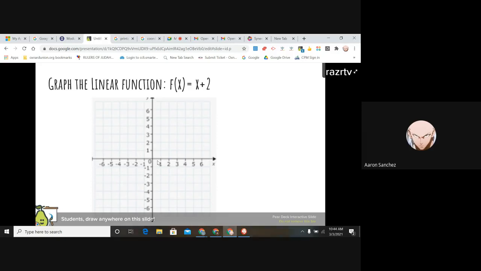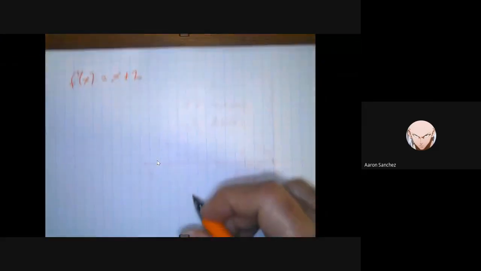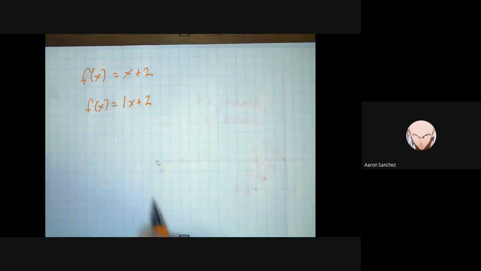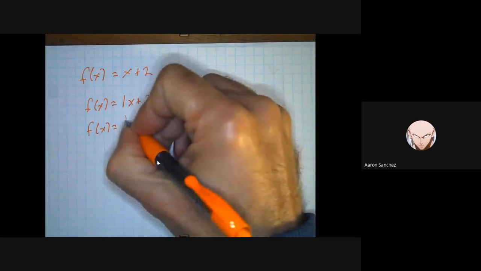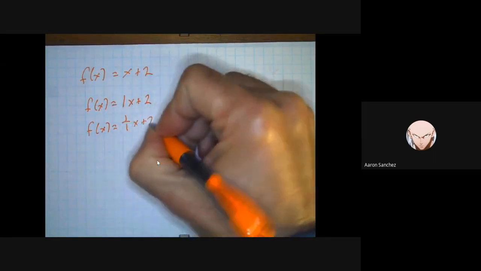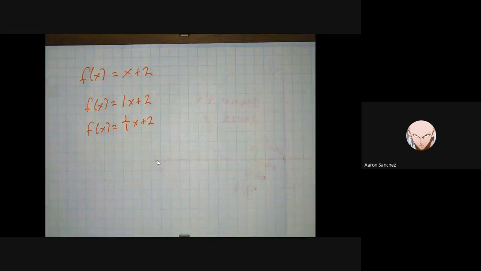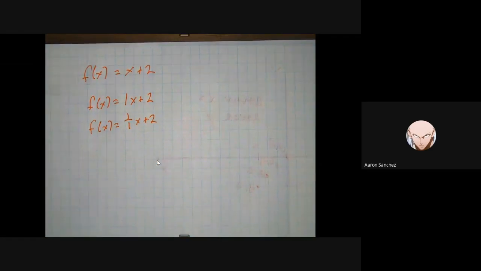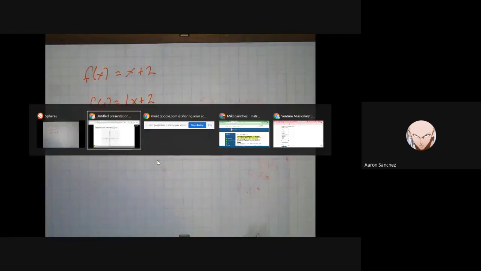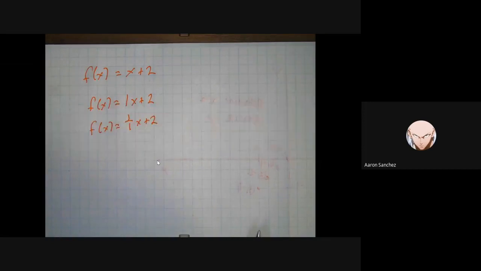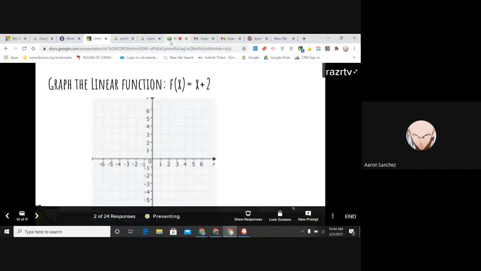As you're writing that out, I'm going to give you guys some hints that are going to help you here. Instead of f of x equals x plus 2, we can say f of x equals 1x plus 2, right? Because there's a 1 there. And then to help us even more, we could say f of x equals 1 over 1x plus 2. Okay? So then that makes me ask you the question, what is the slope of this function?